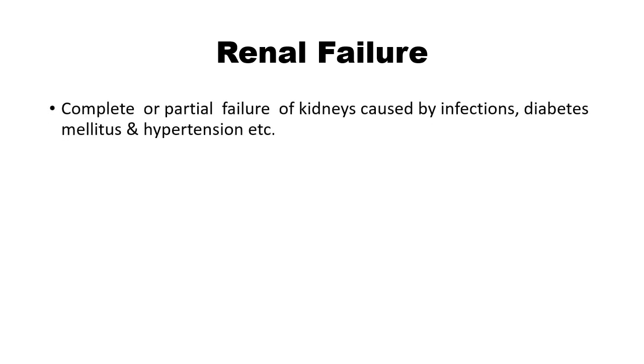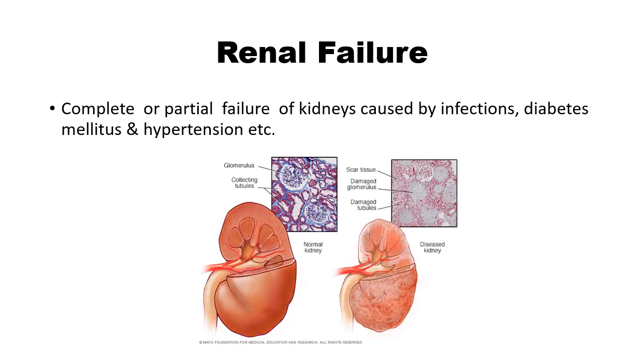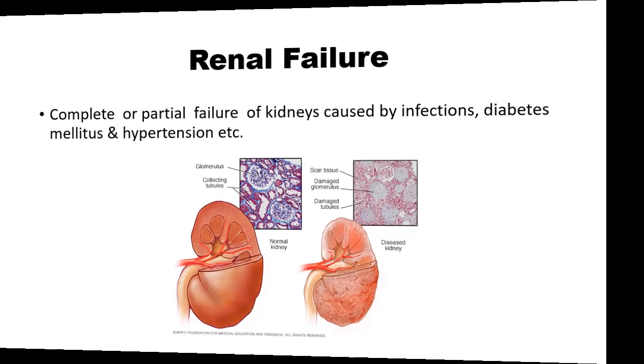Renal failure. Complete or partial failure of kidneys caused by infections, diabetes mellitus, and hypertension. Now in this diagram you can see two kidneys. The first kidney is a healthy kidney and the second kidney is a diseased or infectious kidney.